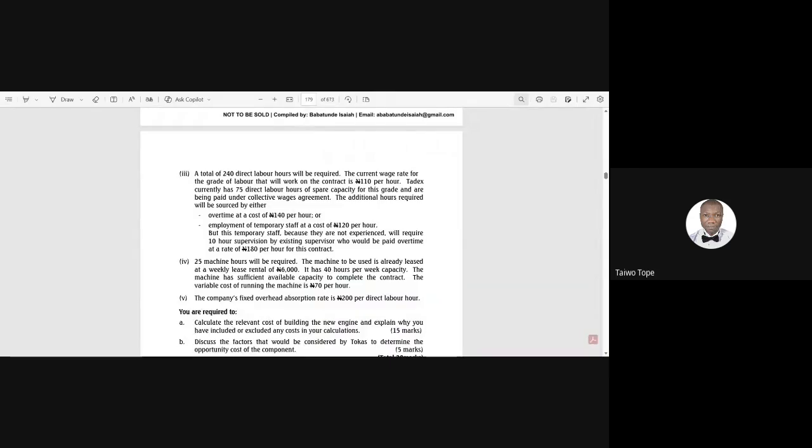Let's see the last one. The company's fixed overhead absorption rate is... Sorry, sir. The machine to be used is already leased at a weekly lease rental. I think maybe that's supposed to be an income to the company? No. The company leased it. It's a past cost, a committed cost.